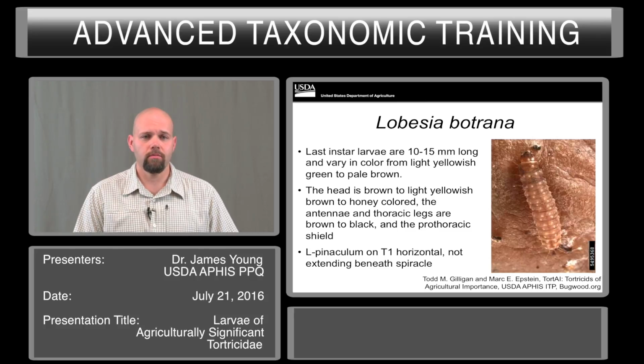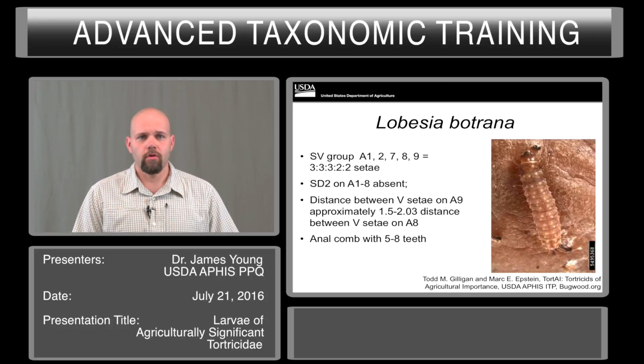The L pinaculum on T1 is horizontal but does not extend beneath the spiracle. The SV group on the abdominal segments is commonly used to identify many of the species of Tortricidae. It is an important character to see. To help illuminate the CD, it is best to have side lighting that will actually make the CD light up. SD2 on A1 through 8 is absent. This is another character that helps distinguish this species from many others.